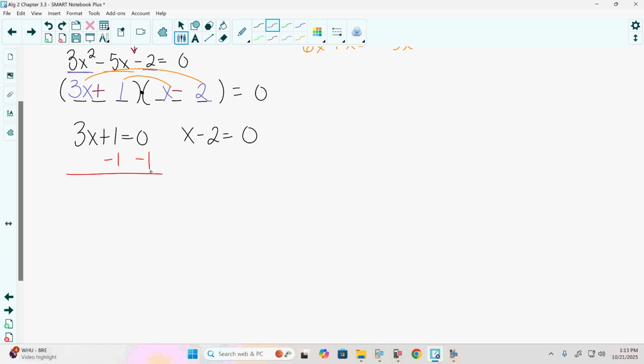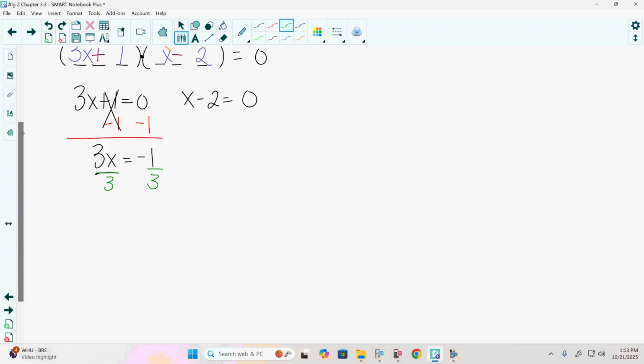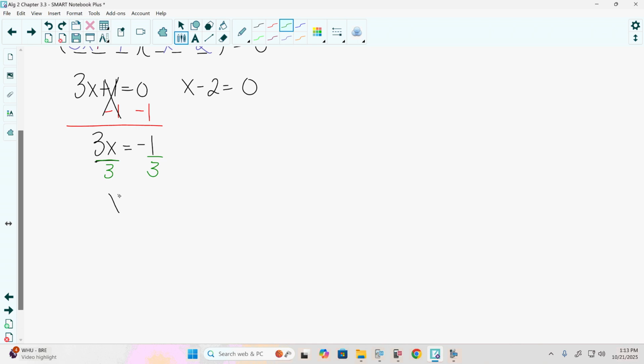Our 3x plus 1, the first thing we can do is subtract 1 from both sides, which will leave us with 3x equals negative 1. X is not by itself, so the next thing we have to do is divide both sides by 3. And our 3x divided by 3 is going to just be x. Negative 1 divided by 3 is going to be negative 1/3. And that's one of our two answers.